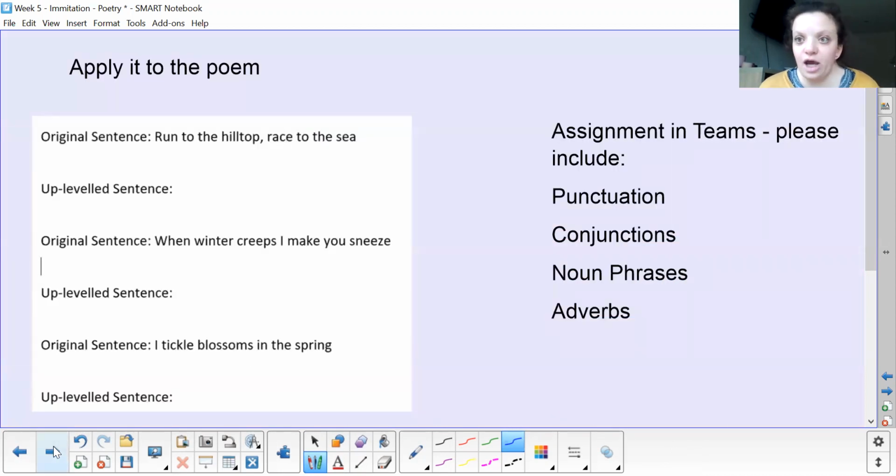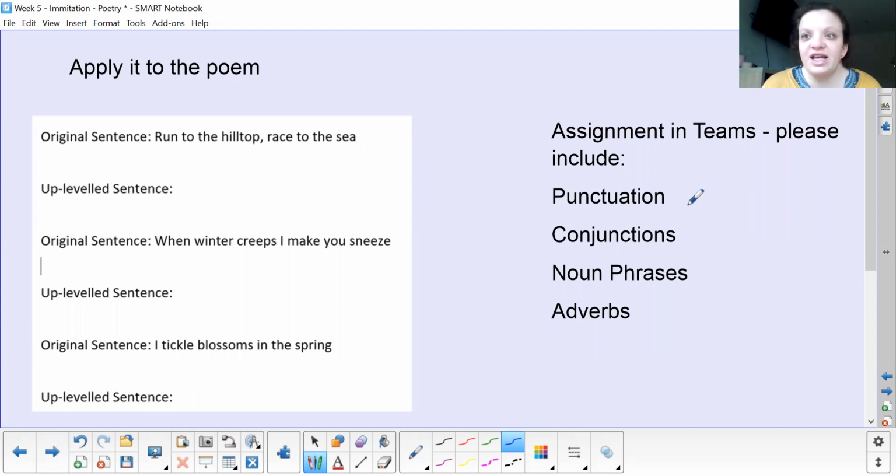Okay, now let's move on. So you're now going to use this in your poem, okay? And you're going to try and use some of these extra things in the poem sentences. So if you go on to assignments in Teams, you will find this activity, and it's got the original sentence, which is run to the hilltop, race to the sea, and you can have a go up level in it. So run quickly to the tallest hilltop, race noisily to the blue sea, because you need to get there fast.